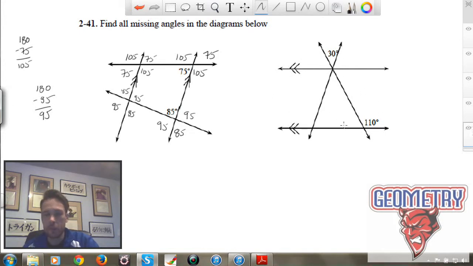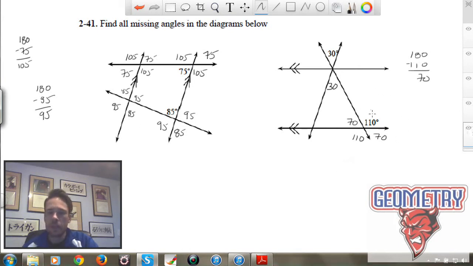Okay, the second diagram, we're going to use the same logic for part of it. I'm going to use some stuff with triangles, some supplements, etc. The first thing I notice is this vertical angle right here. If this angle is 30 degrees, then this angle is 30 degrees. Second thing I notice is that if this angle is 110, then the angle next to it is its supplement. 180 minus 110 is 70 degrees. So this is 70 degrees, this vertical angle is 70 degrees, and the vertical angle here is 110 degrees.